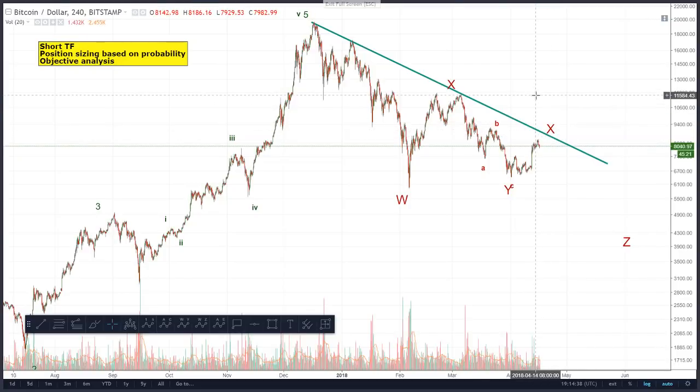If it breaks, the next key resistance will be at 11,500, as I mentioned earlier, because the X wave could potentially not have finished yet. And then if it breaks 11,500, then I'm going to be looking to be very bullish at that level.